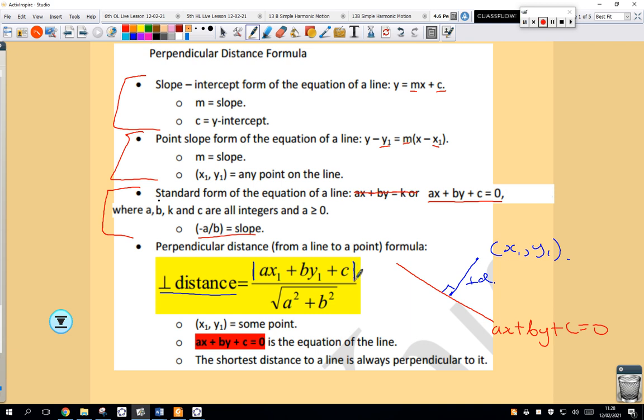So what do we do? Well, we take the coordinates from our point and plug them into the left hand side of this equation, and that goes inside your modulus brackets, and then we divide by the square root of the coefficient of x squared plus the coefficient of y squared. Okay, and that's how we find the perpendicular distance between a point and a line. Let me look at an example here.